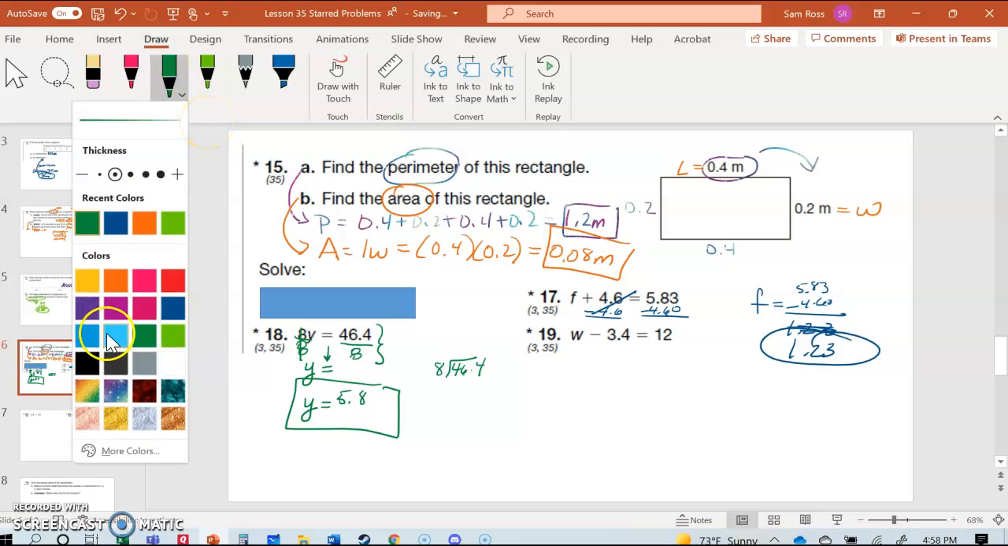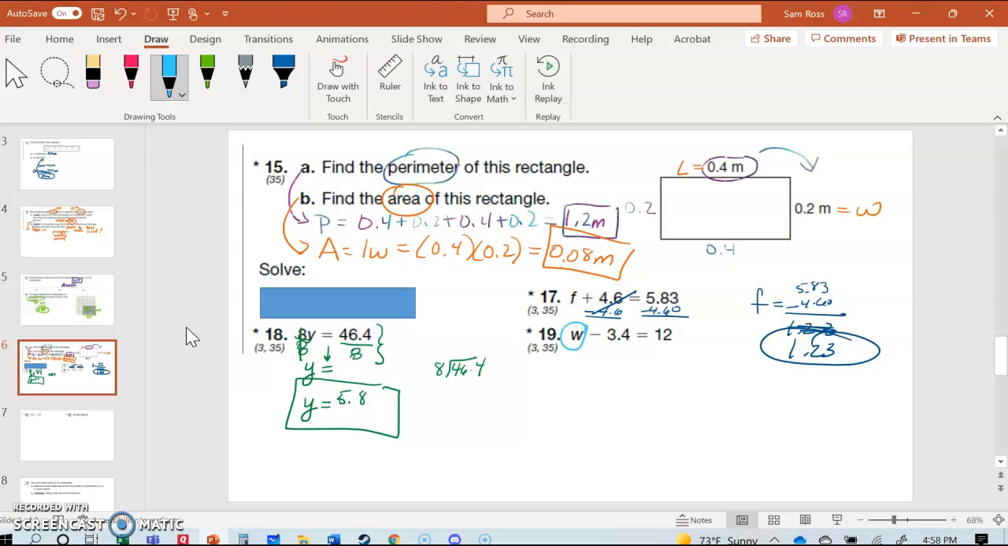But anywho. And then here I have w minus 3.4 is equal to 12. We know that if the variable is first, I'm going to add. If it's second, we subtract. So let me add 3.4, add 3.4. This goes away. My w comes down. My equals comes down. And 12 plus 3.4 is 15.4. That's my answer.